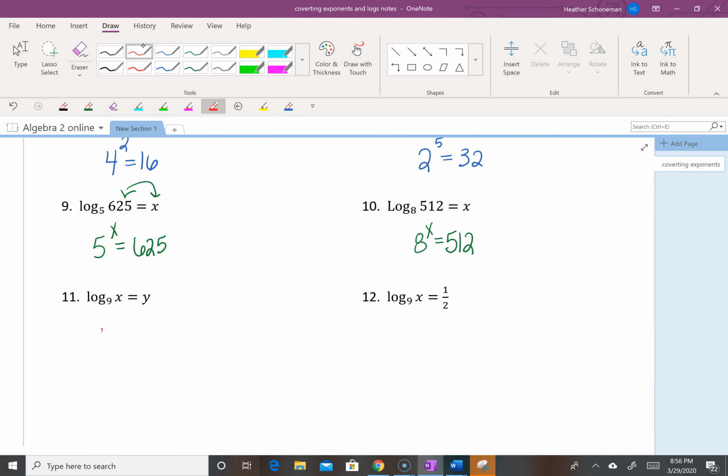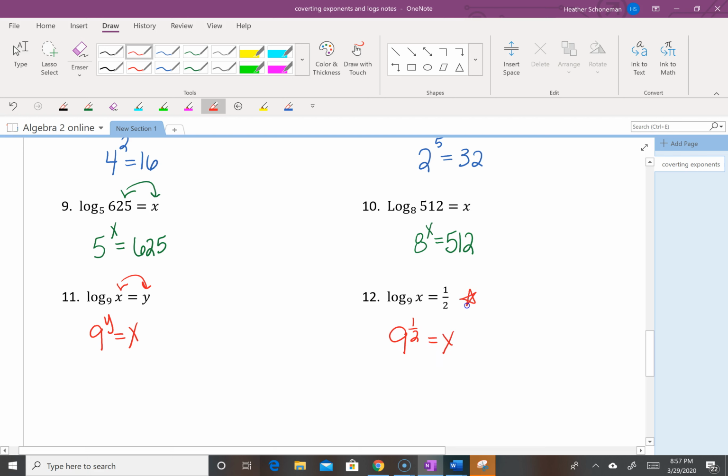This one you got x's and y in, still totally fine. So I have 9 to the, flip these two, y equals x. Okay, this one I got a fraction in it. So what? It doesn't matter. We can still solve it. Okay, and let's look at this one. We're going to take this one step further. Okay, so this would be 9 to the 1/2 equals x.